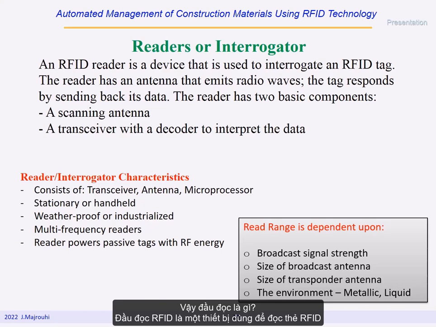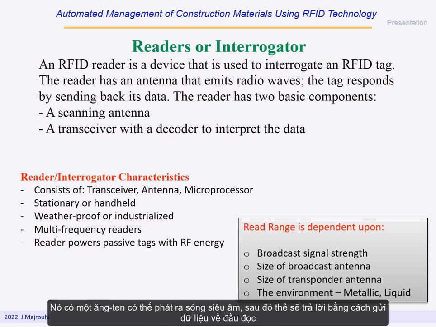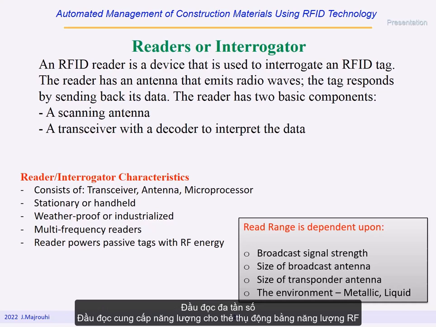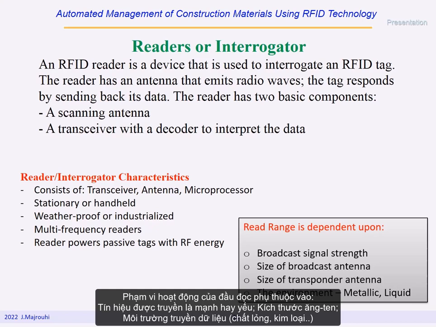What is a reader? An RFID reader is a device that is used to interrogate an RFID tag. The reader has an antenna that emits radio waves. The tag responds by sending back its data. The reader has two basic components: a scanning antenna, and a transceiver with a decoder to interpret the data. Reader or interrogator has some characteristics. It consists of a transceiver, antenna, microprocessor; it can be stationary or handheld, weatherproof or industrialized, and multi-frequency. Readers power passive tags with RF energy. Reader range is dependent on broadcast signal strength, size of broadcast antenna, size of transponder antenna, and the environment, such as metal and liquid.